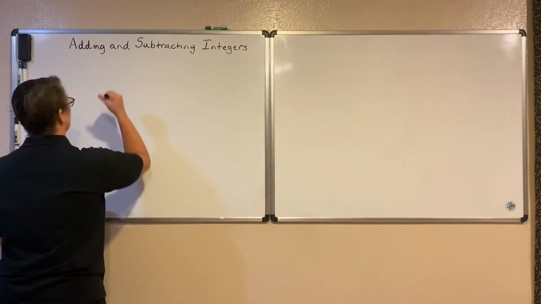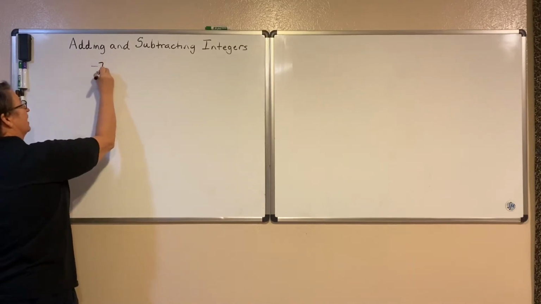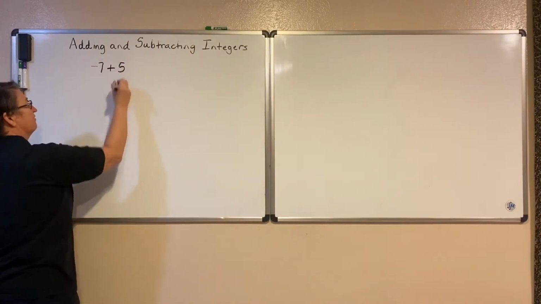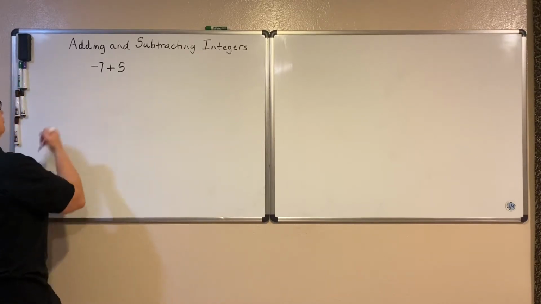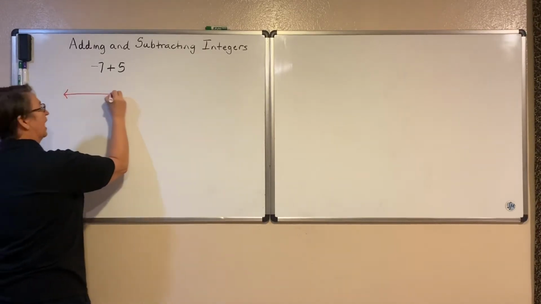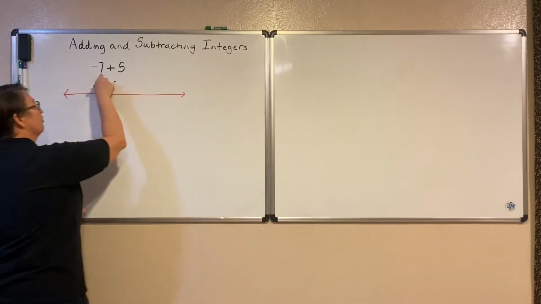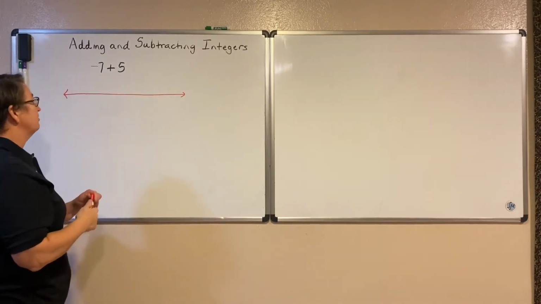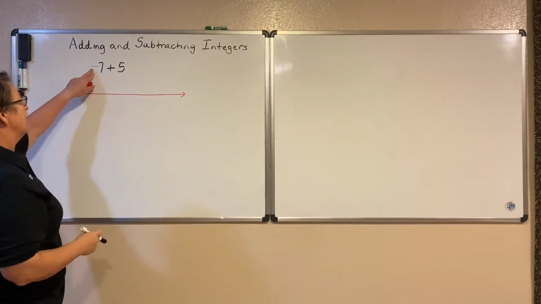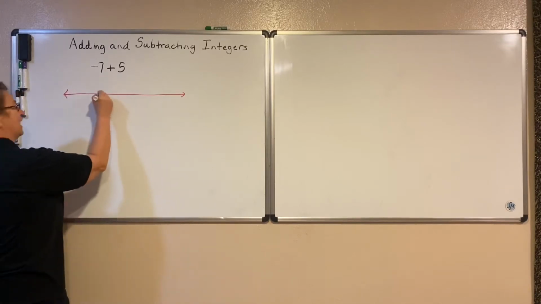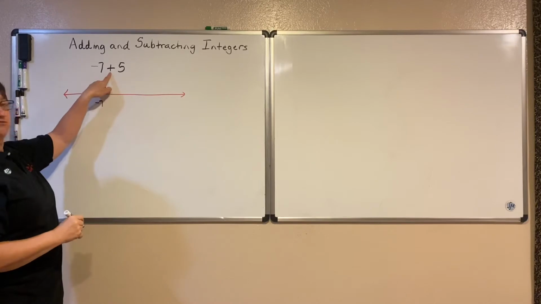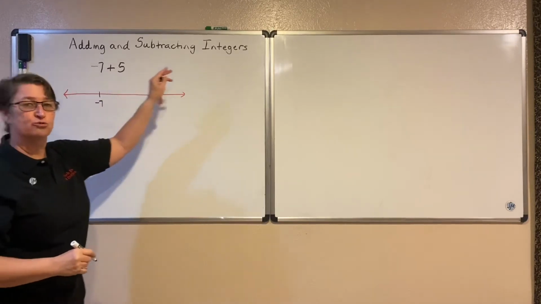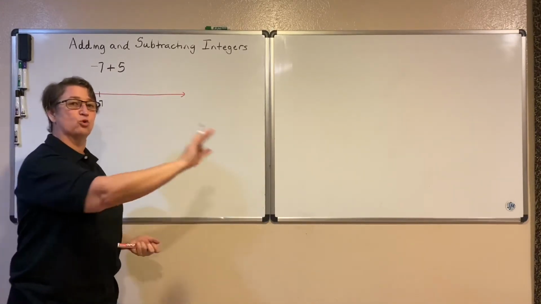So let's start with an example here of -7 plus 5. And I'm going to use a number line to help me with this addition. So on the number line, I'm going to start at this first number. Notice in that first number, I'm in negative land. I'm at -7. Then this positive tells me I'm going to move towards positive land. I'm going to walk towards that positive.